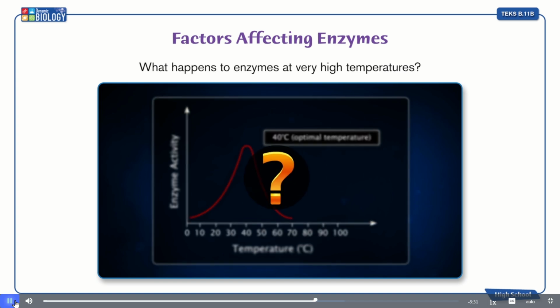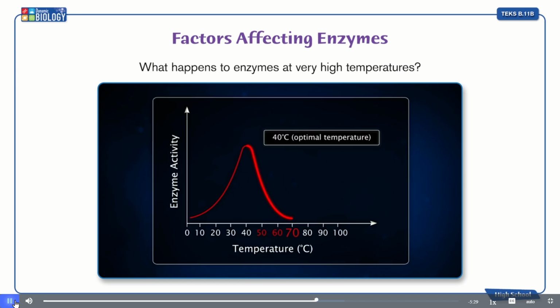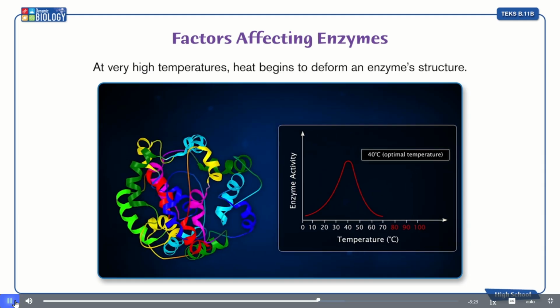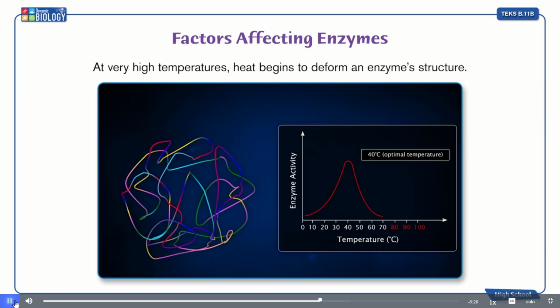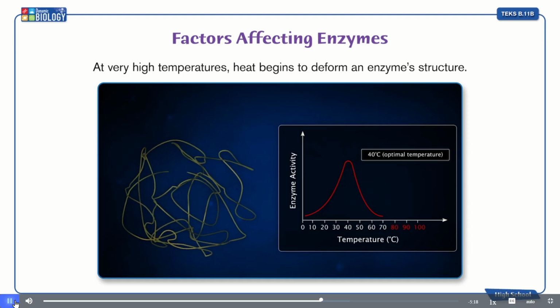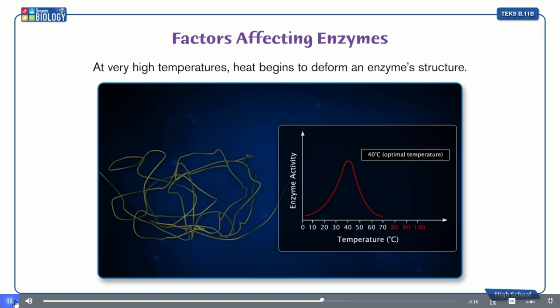What happens at very high temperatures? As temperatures continue to rise, the heat begins to deform the enzyme's structure. Remember that the structure of an enzyme is very important. If it changes, the enzyme can't bind with its substrate properly, which means it can't do its job.